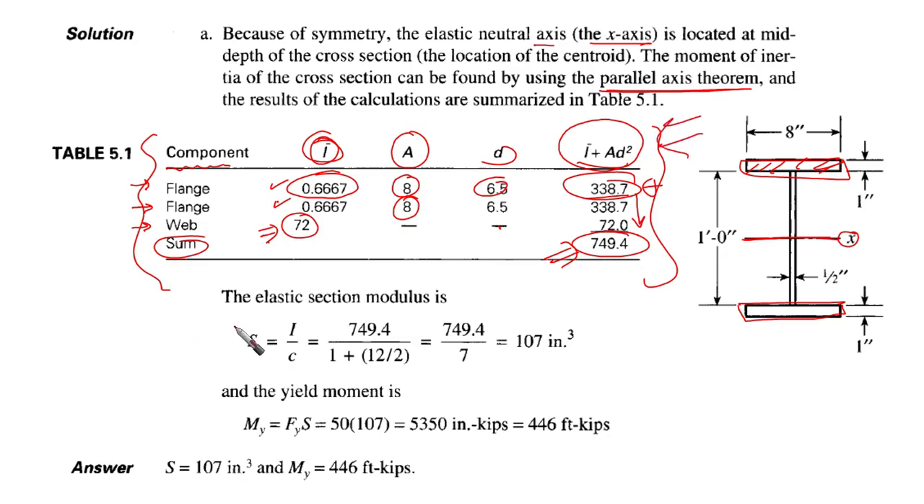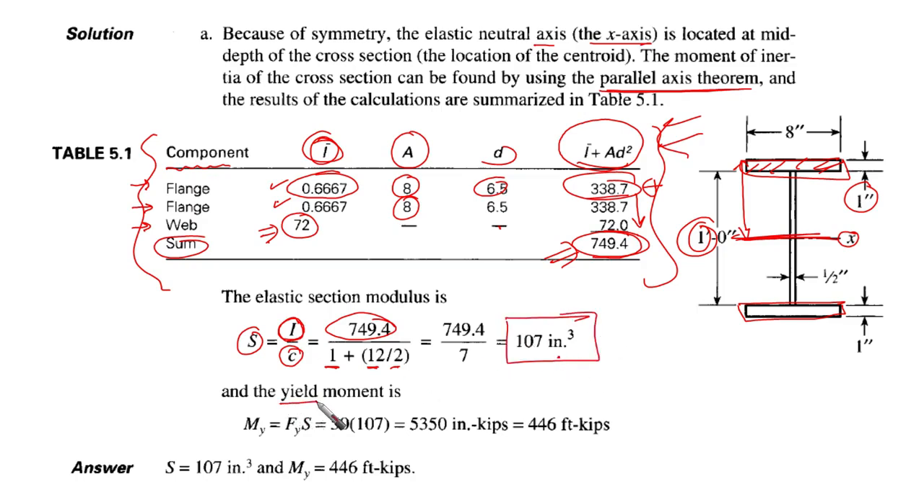So from here we can obtain our elastic section modulus. Our S is going to be I, the moment of inertia, over C, which is the furthest distance from the neutral axis. Our I here is 749.4 over C. C is going to be this distance here. We have 1 inch plus 12 over 2, because we're talking about inches, and 12 is 1 foot. So this gives us 107 inch to the power 3.